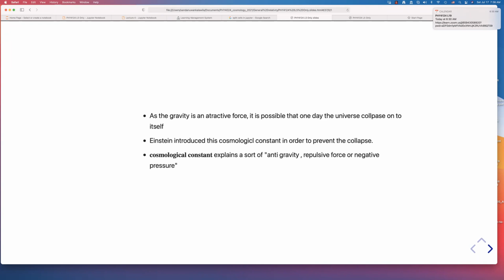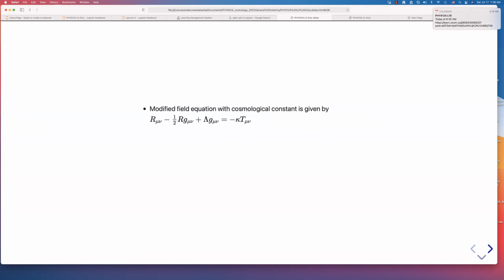But the problem is, now this is his modified field equation, by the way. Instead of having R mu nu minus half R g mu nu equal to minus kappa times T mu nu, he added this extra term, which is the cosmological constant times g mu nu. And you can see that even when you add the cosmological constant, you have to add this metric tensor, right?